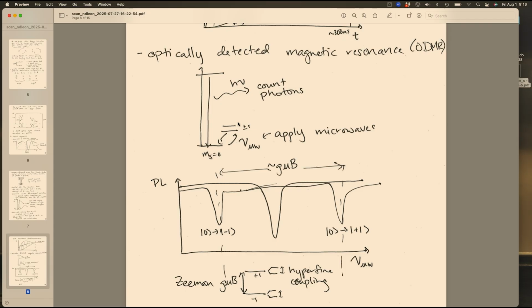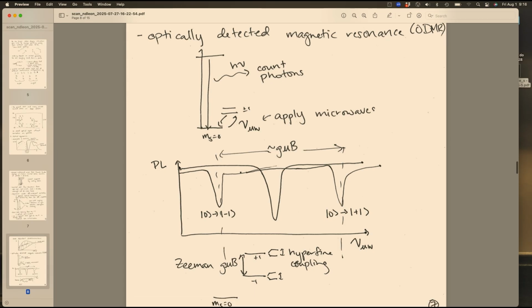So what I should see is a little dip in fluorescence when my microwaves are on resonance with this magnetic resonance transition. Okay, so what I should see in general is I have some photoluminescence, I scan my microwaves, and then I get this dip.